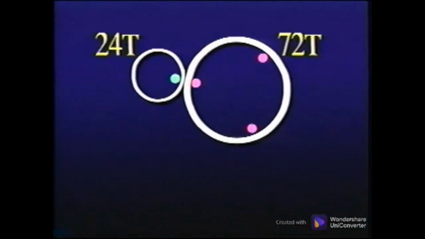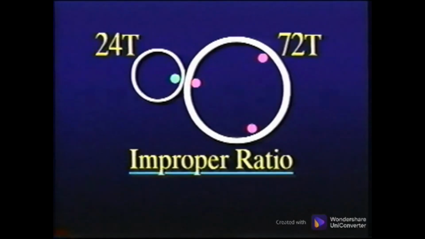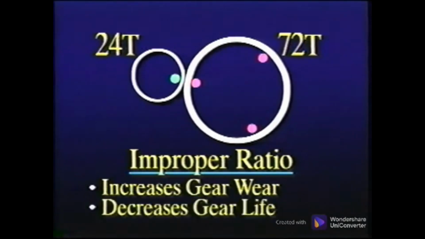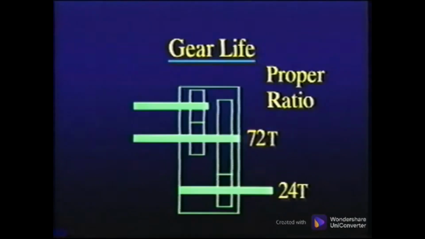This is a good example of what is called an improper ratio. An improper ratio such as this dramatically increases gear wear and reduces gear life. To make matters even worse, there are 2 output shafts, and the speed of them has been increased by using 24 tooth gears. This situation can cause the analyst much frustration as he tries to pinpoint a problem.